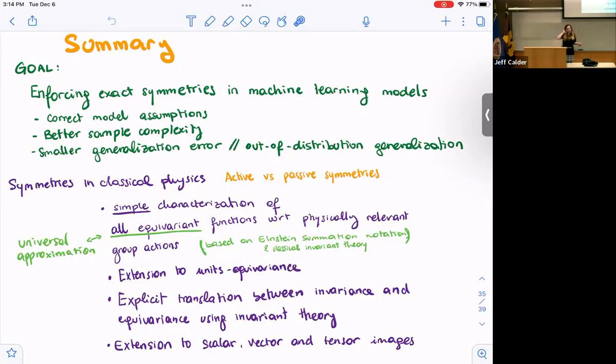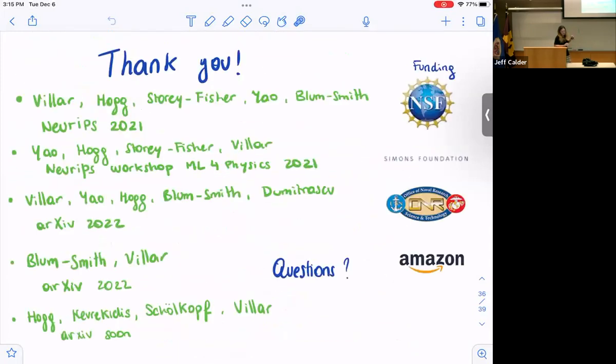And in particular, the symmetries in classical physics can be implemented using very classical invariant theory. You can do it for classical Lie groups, you can do it for units, and there's a nice explicit translation between invariance and equivariance. We can extend this to vector and tensor images, which I did not discuss, but I'm happy to chat afterwards. And these are my references, and this is it.